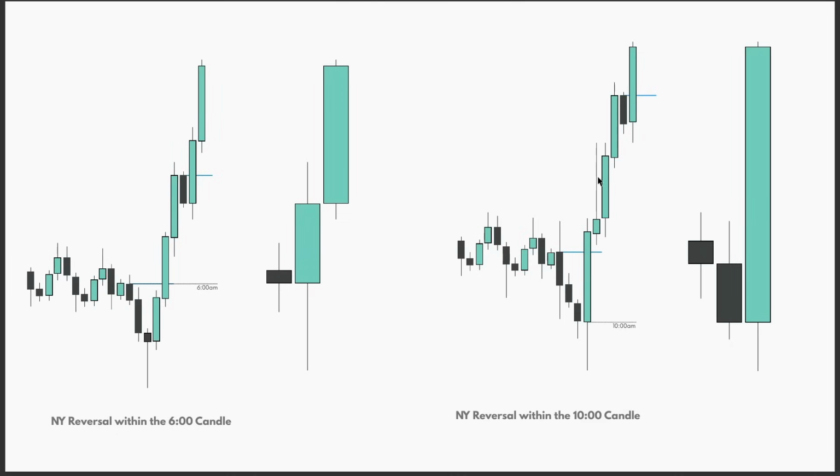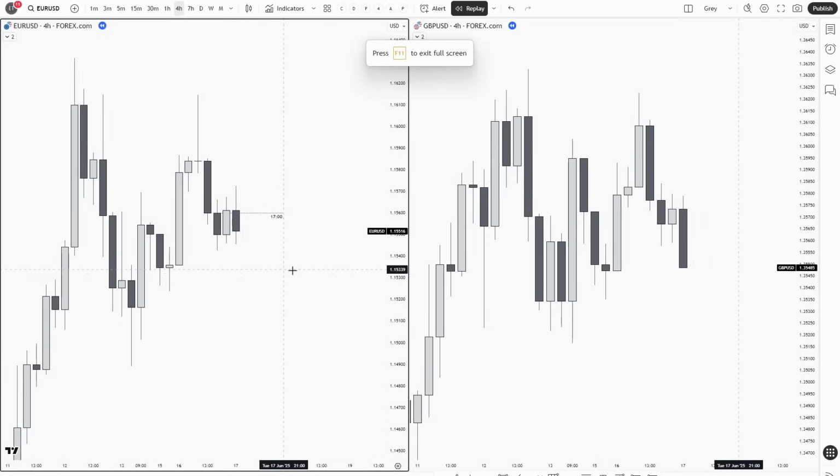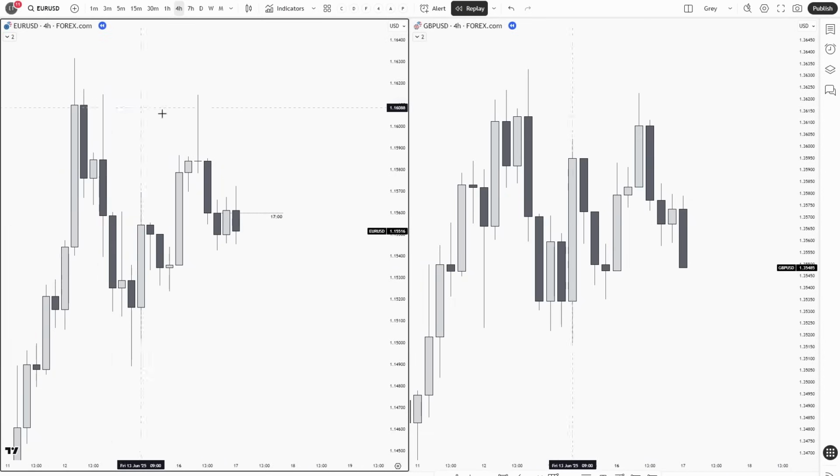Now we will go over some examples of the New York reversal, which are within the 10 a.m. and 6 a.m. candle, and then we will go over the scalping entries. Now for the New York reversal examples, we are starting with the Forex. Here we are on the EUR/USD and the GBP/USD 4-hour chart. The previous day was pretty much a reversal day, and now we are continuing off of that.